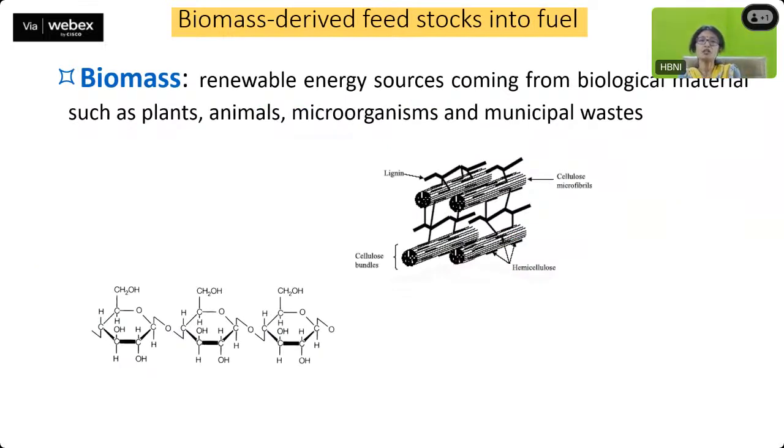So then coming to the last form of renewable energy which we'll discuss, which is biomass. These are renewable energy sources which come from biological materials, such as plants, animals, microorganisms, and municipal waste. So in any kind of biomass, what you have are these cellulose microfibrils. You have a thing which is attaching these microfibrils to each other, which is known as lignin. And you have these different cellulose bundles and hemicellulose, which is attached to these cellulose bundles. So these are the different components of biomass.